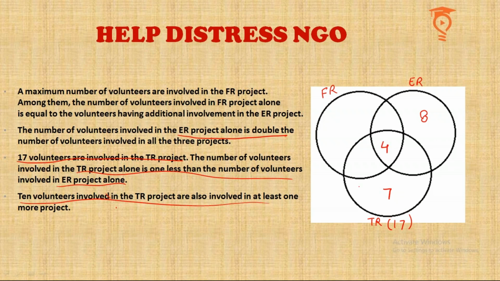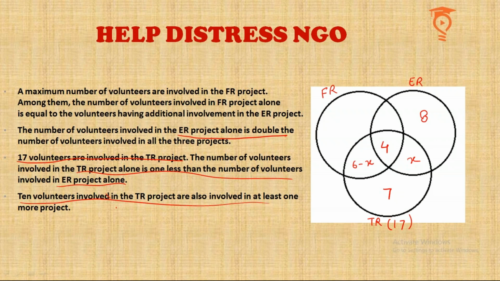So coming back to the point that in the TR circle the sum of all the numbers was supposed to be 17. Out of 17, 7 and 4 make 11, which we have placed, 6 remaining. So let me take this as x. So this becomes 6 minus x. Alright, let us read the first point.